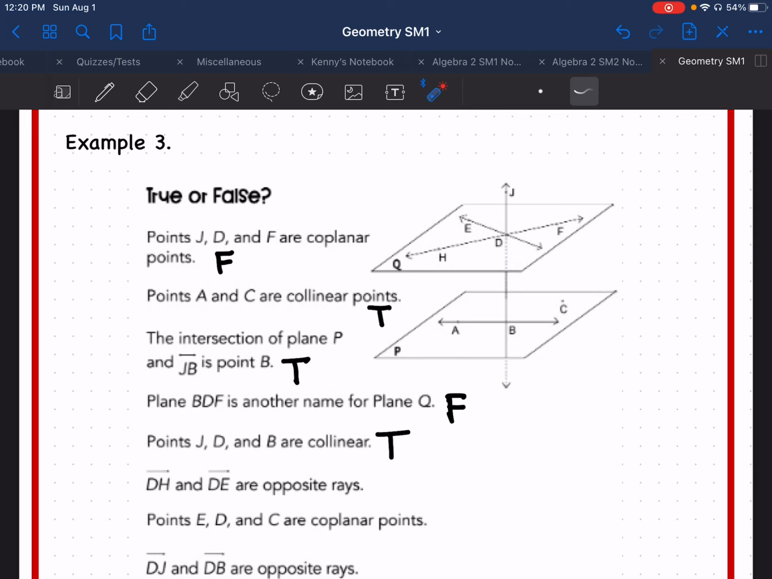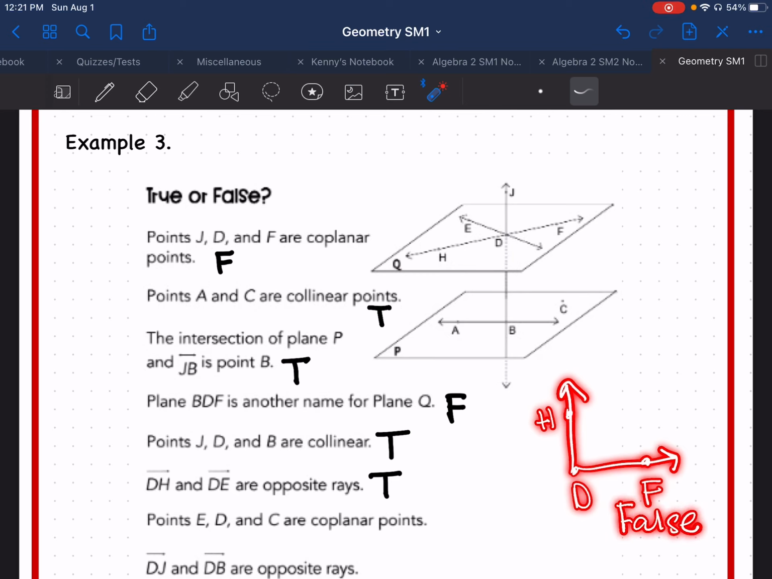Ray DH and ray DE are opposite rays. That means they both have to start with the same letter and they have to go in opposite directions. If I were to connect it all together, it would make one straight line. That is true. The only way that would be false is if D was here and F was there, and then H was up here. This would be false. These are not opposite rays because one's going up and one's going to the right. They have to go in completely opposite directions and make a line.